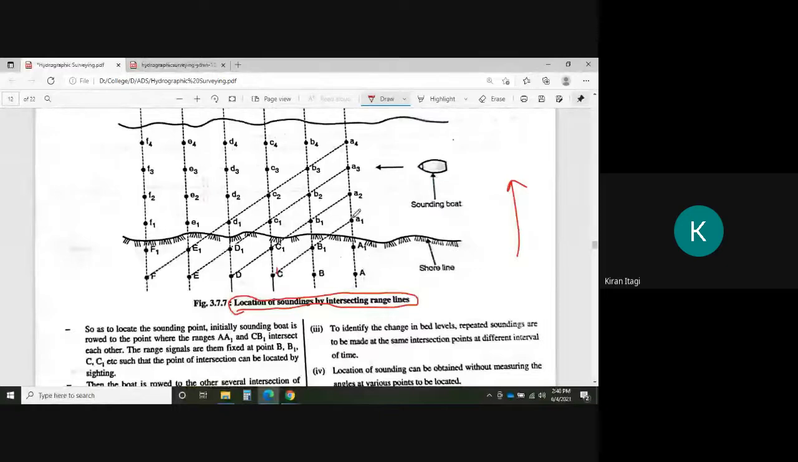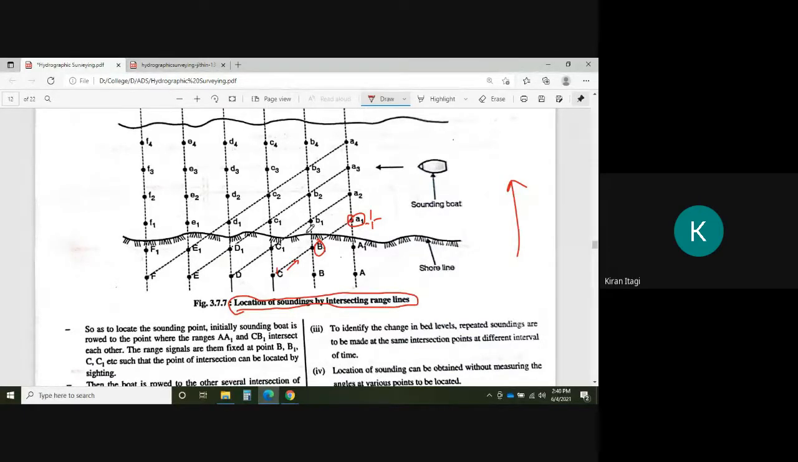So here when the boat comes at this point, the person standing at C will bisect B1 and make the boat adjust along this line. He will say move a little upward or downward, or a little to the right-hand side or left-hand side, and finally he will bring the boat onto this range line. When it comes at this point, again he will take the sounding.